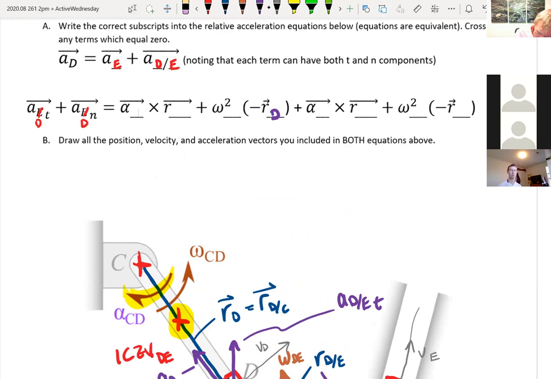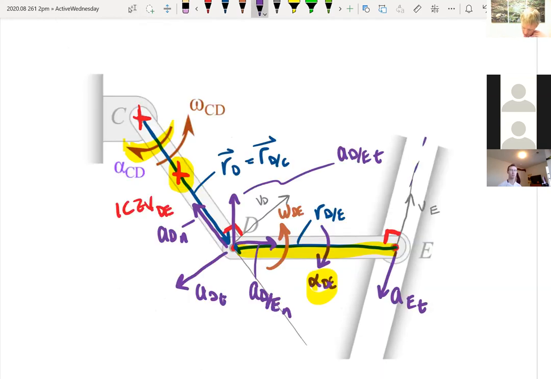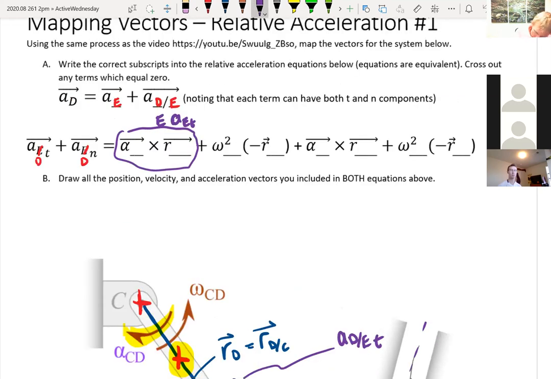Okay. So there is fundamentally no alpha cross R for point E, because there is no rotation of motion that causes that. I probably should have written it in this form, because really you just end up with this acceleration of E tangential. That's the best you can do. You do know its line of action is in the slot, but it isn't based upon a cross product because it isn't fundamentally a rotating motion. So this is your AE normal, and it's equal to zero because E is moving in a straight line.